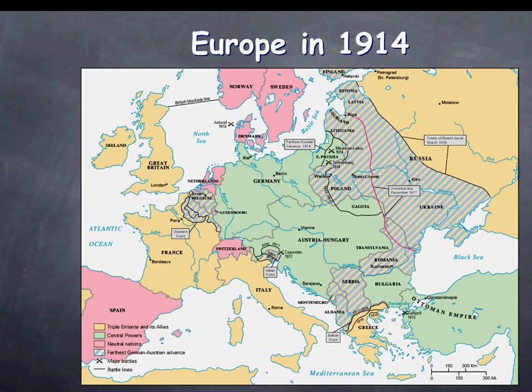This shows Europe in 1914. Again, you can see in the green, this represents the Triple Alliance, and in the yellow, the Triple Entente. And you can see where major clashes are going to take place. This was the furthest advance of the German-Austrian advance. You can see in France, and also in Russia, and also in Serbia and Romania.